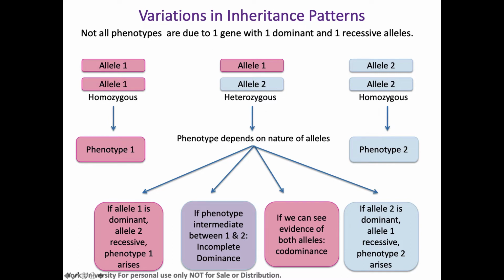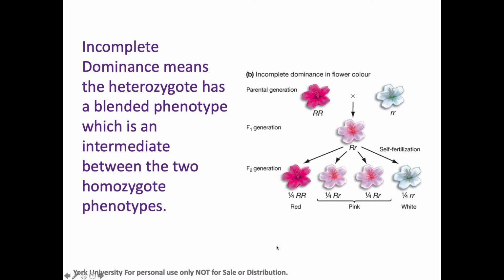In Mendelian genetics, the heterozygote, shown in the middle of this slide, always shows the phenotype associated with the dominant allele. However, sometimes the heterozygote can show a different phenotype. Two examples of this are what is known as incomplete dominance and codominance. So let's begin with those. Incomplete dominance refers to situations where the heterozygote has a blended phenotype, which is really an intermediate between the two phenotypes seen in individuals that are homozygous for one allele or the other allele.